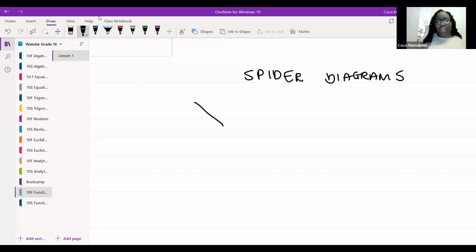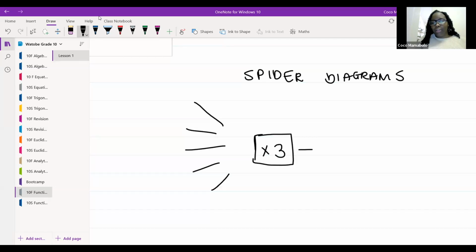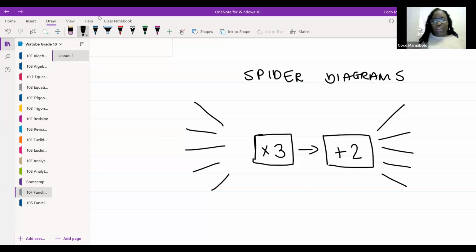We used to have this thing: 1, 2, 3, 4, and then there'd be a block here. And in the block, there'd be a ×3, then an arrow, and then +2, and then something coming out on this side. We used to have these kinds of things in grade 2 and grade 3.